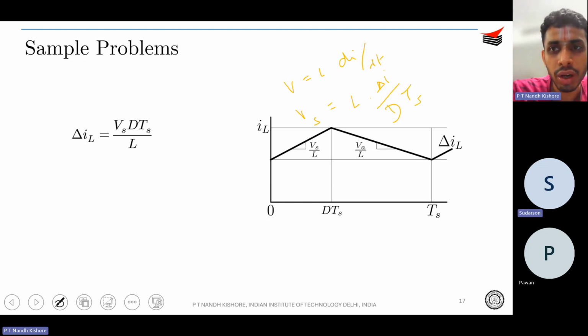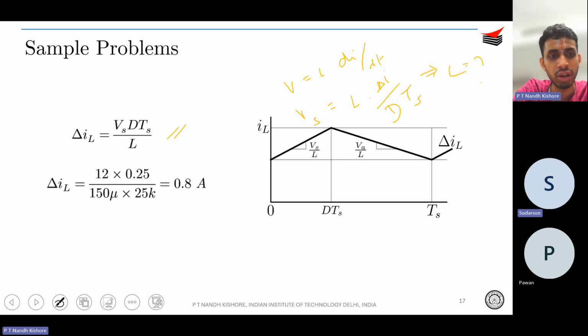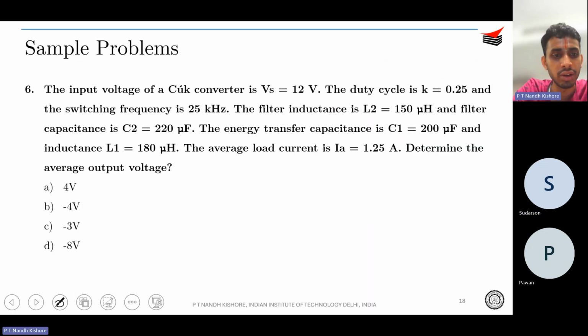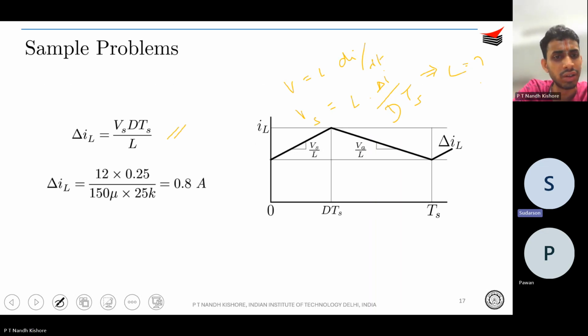So you know what your L is, right, or delta IL, whatever the case. So here delta IL is Vs into dTs by L, right? This is your first step. Just substitute and find out what your delta IL is. This is again a pretty simple question. They have given you all the parameters. You just go ahead and find out what delta IL is.